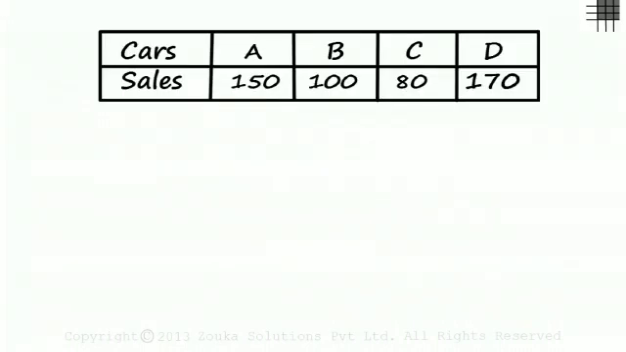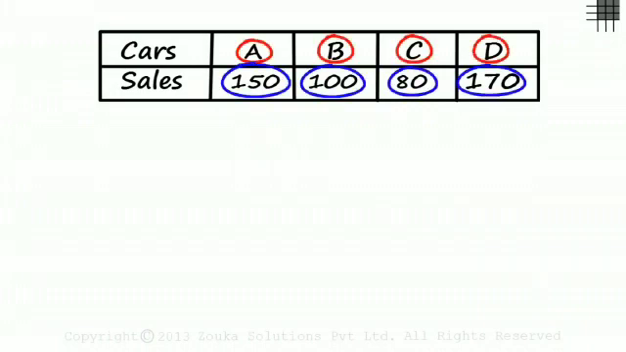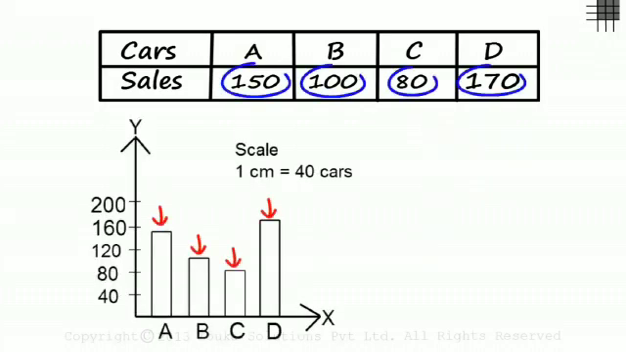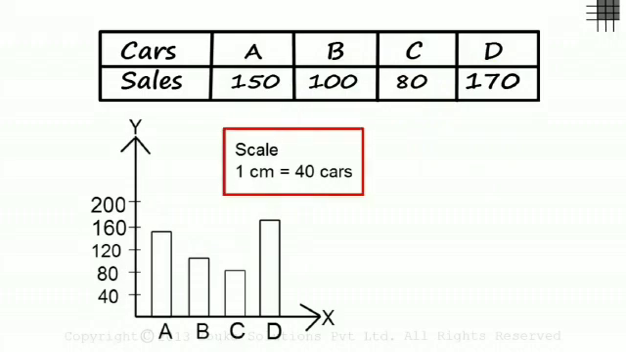Look at this example in which we can see different types of cars and their sales in a particular month. So in that month, 150 type A cars were sold, 100 type B cars, 80 type C cars, and 170 type D cars were sold. First, let us see how the bar graph for this data would look. 4 bars to represent the sales of 4 types of cars. An appropriate scale of 1 centimeter equal to 40 cars was chosen.